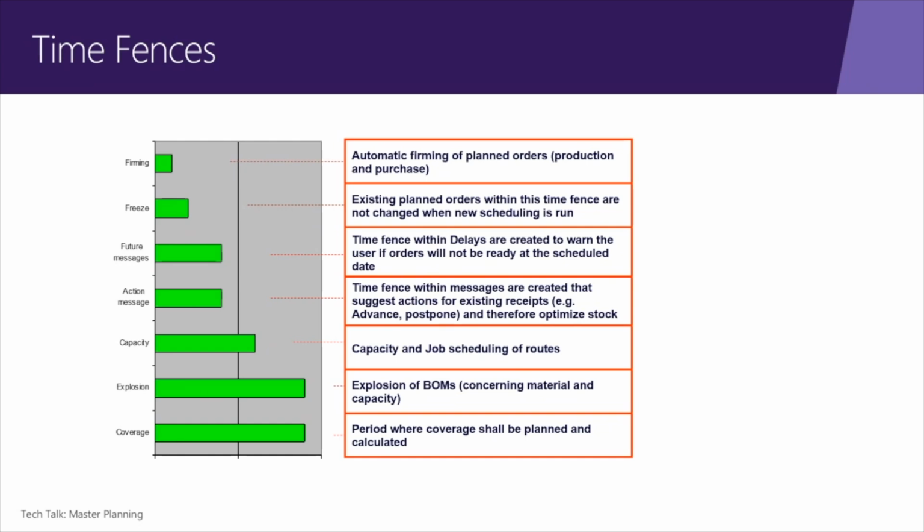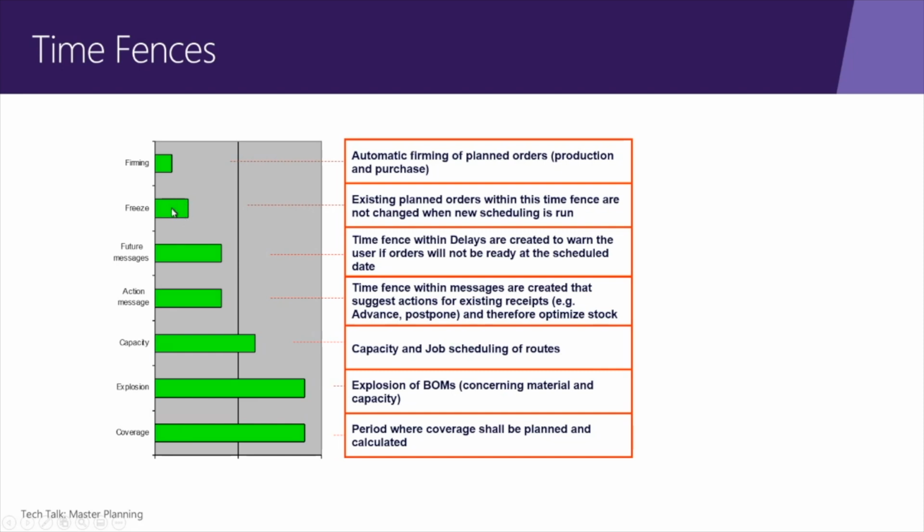So you may want to have a shorter duration in terms of what you're looking at from a future messages standpoint. Action messages are telling you how you want to optimize your supply chain. Again, that period will definitely be shorter than your coverage period, but what you have to consider is how many messages you can practically deal with and have the action messages time fence set accordingly.